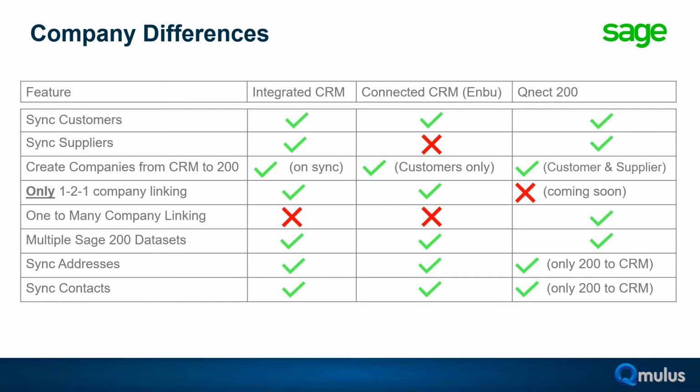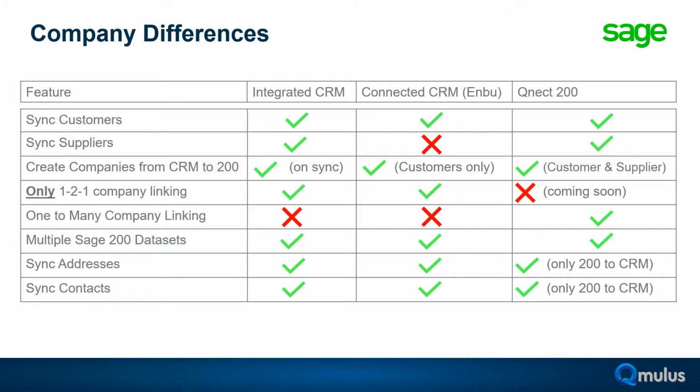However, the one below is one-to-many company linking. As I just described, this allows us to have one CRM company linking to many Sage 200 companies and many Sage 200 data sets, and even suppliers at the same time. You can have your one CRM company that you deal with, you have your opportunities against, your people, your addresses, and that can then link to whatever Sage 200 customer or supplier records in whatever systems you like, based on how you want to process the orders. So we support that functionality. All 3 products support multiple Sage 200 data sets, the ability to link to more than one Sage 200 trading company.